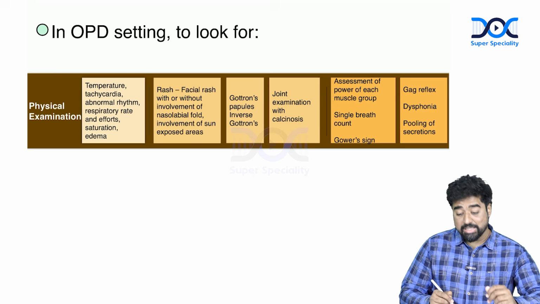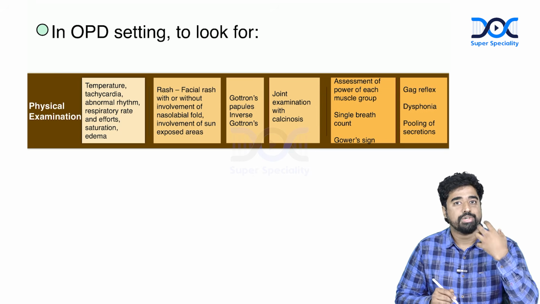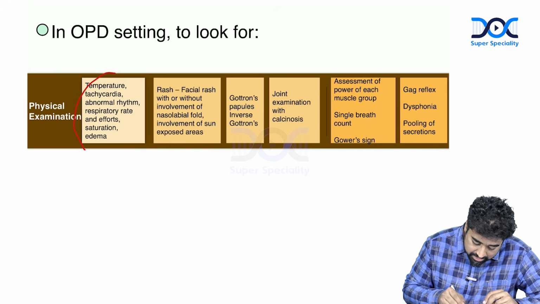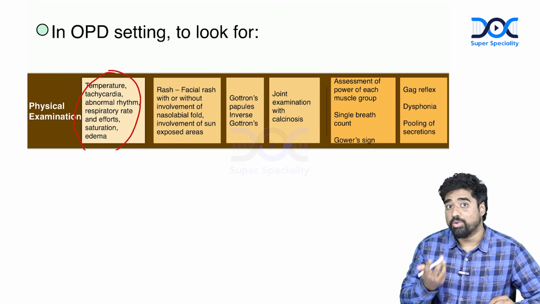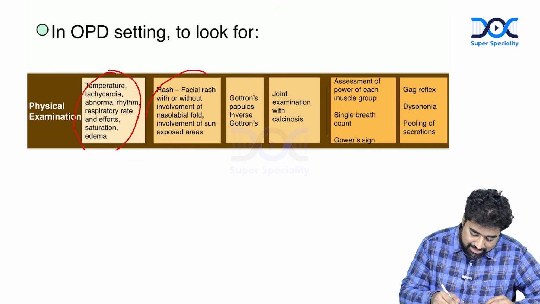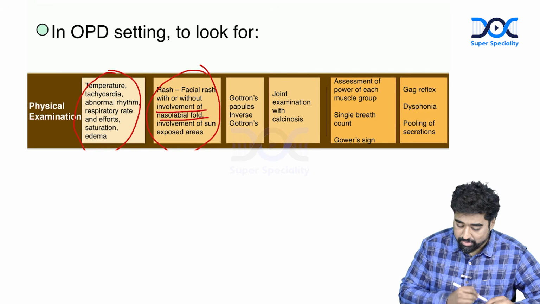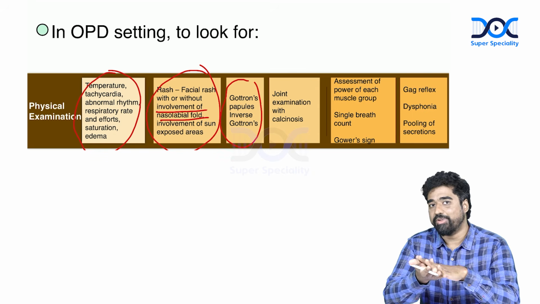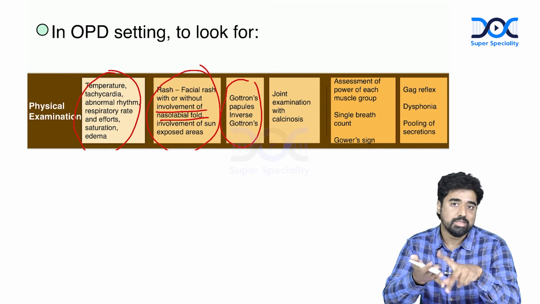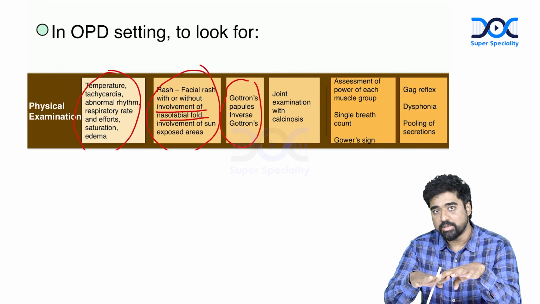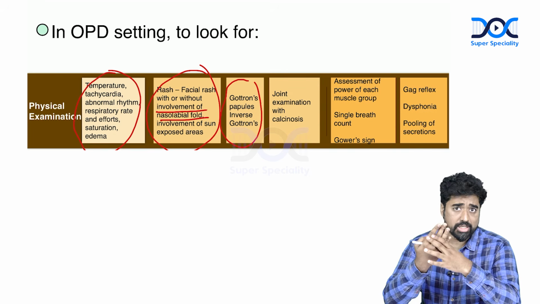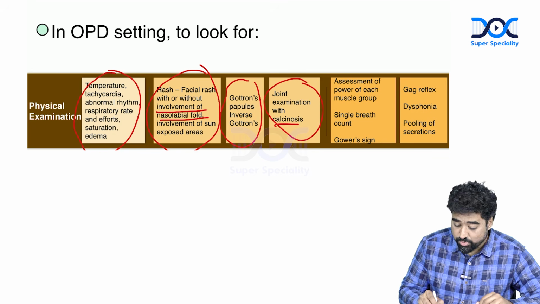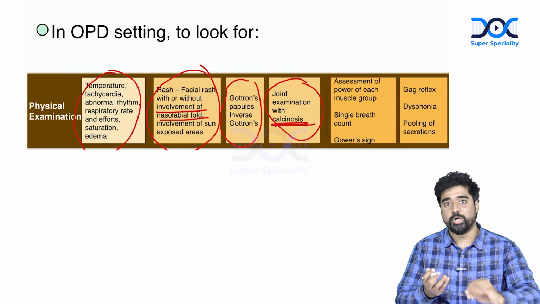So again, from a pediatrician's perspective, what do you look for? Apart from weakness, you look for the systemic abnormalities, and the most important clue, the rash with involvement of the nasolabial fold, Gottron's papules, or if it is in the palmar area, on the ventral surface of the knuckles, they are called inverse Gottrons. So it can be Gottrons on this side, it can be inverse Gottrons on this side. Joint examination with calcinosis. Calcinosis is a very important clue.